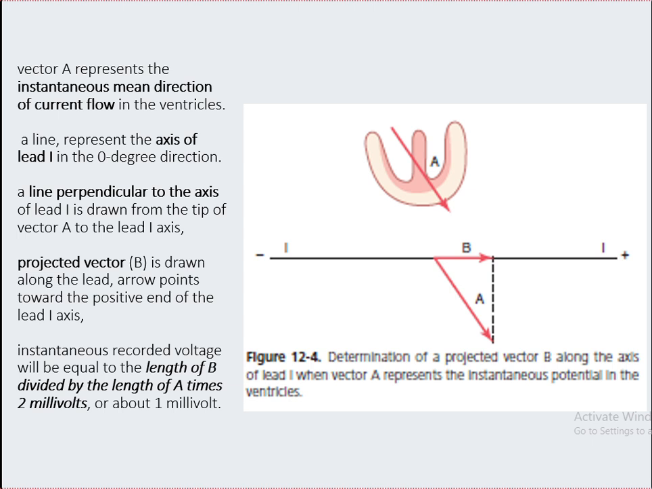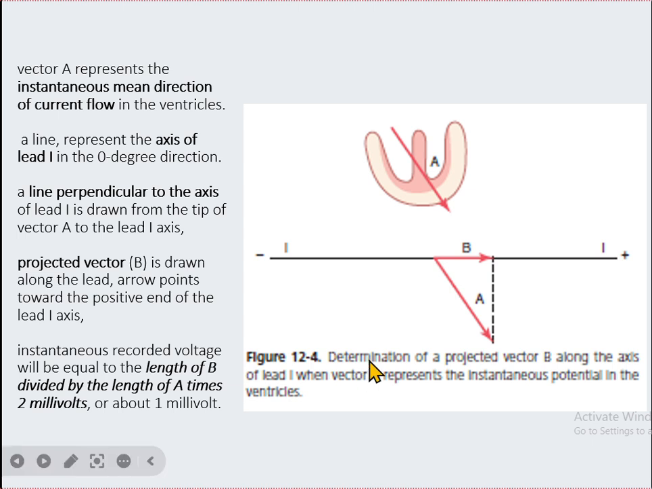For us to determine the amount of voltage that will go towards lead 1, they get the distance B divided by the distance A times 2 millivolts, depending on the calibration you are using on the ECG. Sometimes they use 1 millivolt. So they get the length of B. This is what they show: length of B divided by length of A times 2 millivolts. That is how you find how much of the total current generated will go towards lead 1.